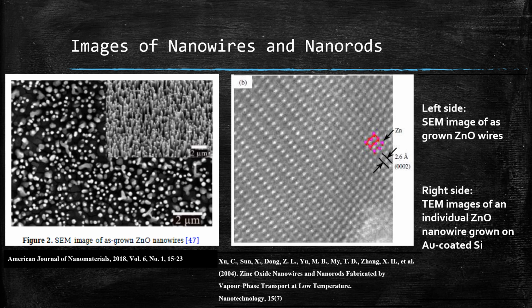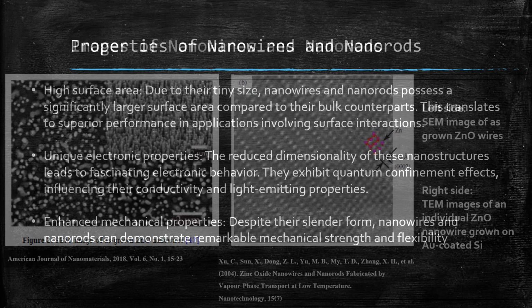Visualizing these tiny structures can be challenging. Let's consider two different microscopes: TEM and SEM. The left side image is an SEM image of grown ZnO wires, and the right side image is captured from a TEM microscope, showing an individual ZnO nanowire grown on Au-coated silicon.